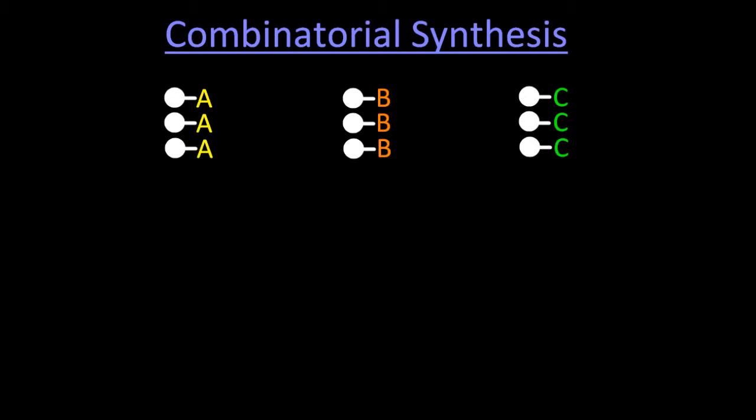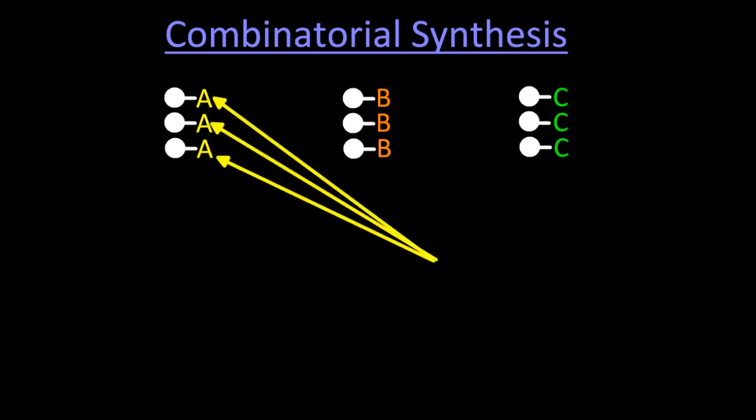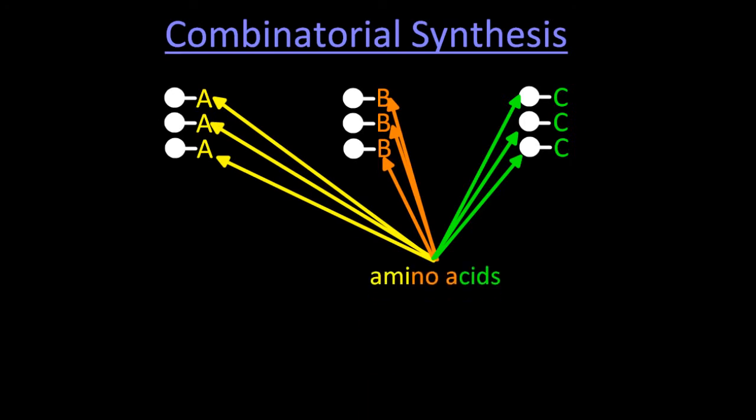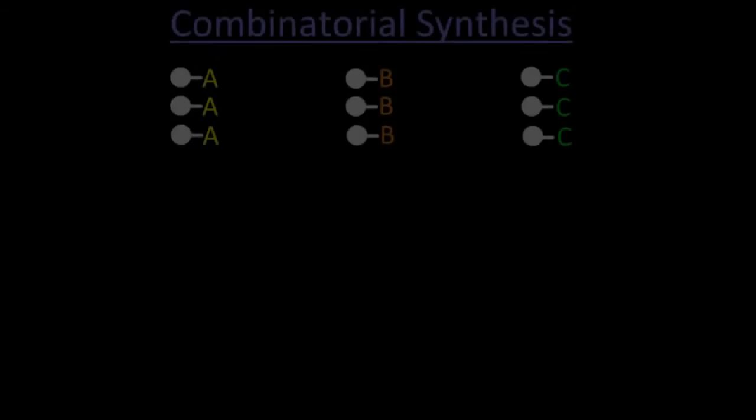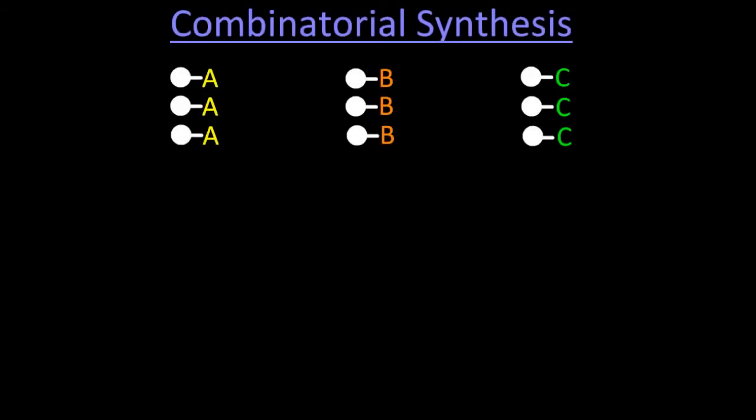And A, B, and C, well they could be something like amino acids, chemicals that will chain one to the other to the other. Oh, those green arrows should be pointing to the C, my mistake. So those could be amino acids or any other chemicals that can sequentially bond together.